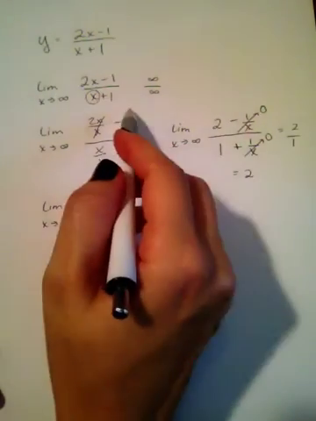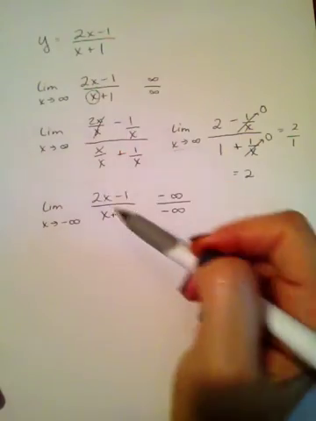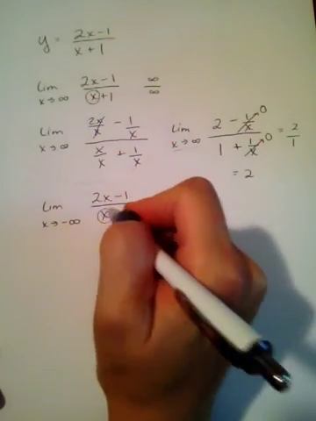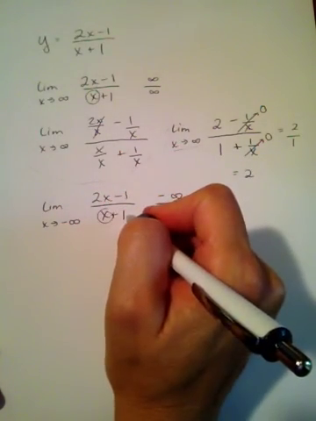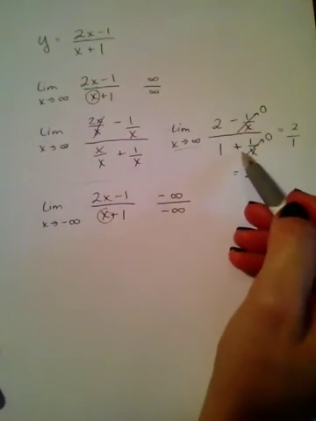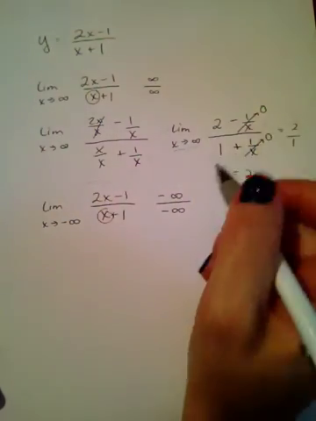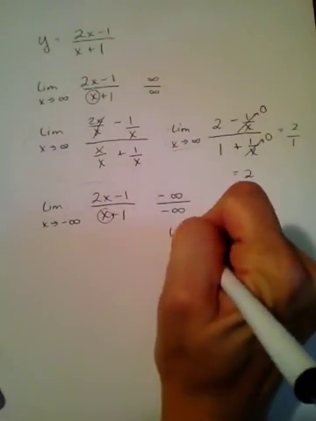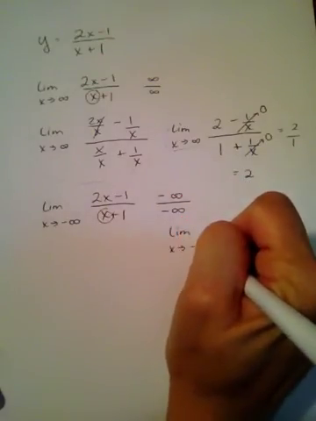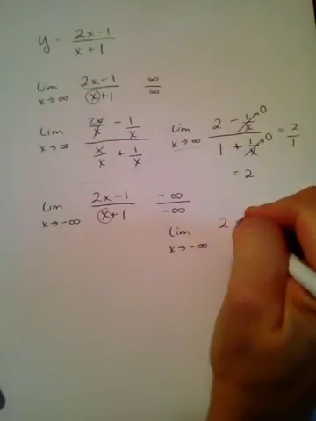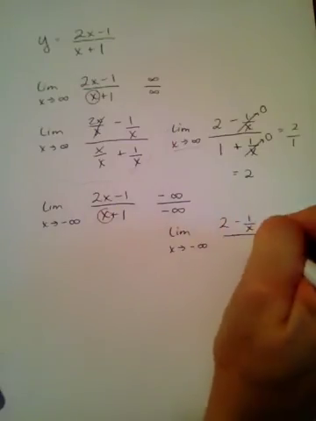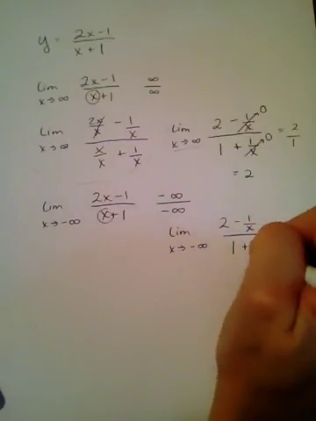Well, we would do this same skill piece right here. We would take the highest power of x in the denominator and divide each term by it. If I do that, I get the same exact expression here. So I'm going to skip this step and jump to this step. So I'm going to do the limit as x approaches negative infinity of 2 minus 1 over x divided by 1 plus 1 over x.